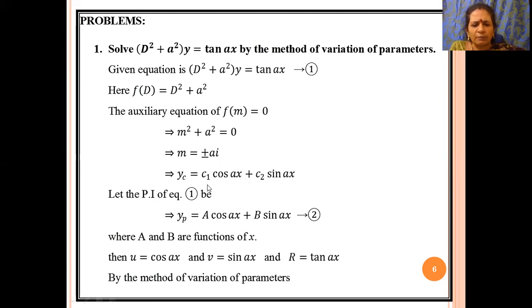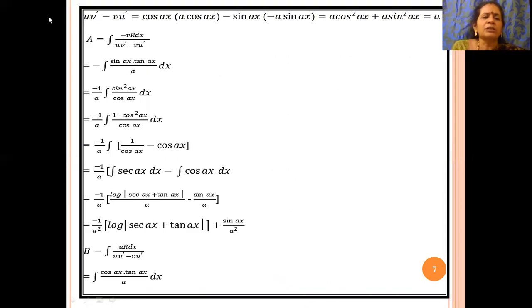In the same way, after the complementary function, go to the particular integral. What is the particular integral? yp is equal to A into cos ax plus B into sin ax. Let it be equation 2, where A and B are functions of x. Then u, from the complementary function, comparing with our working rule, u value is cos ax and v value is sin ax, and R is, from the given equation, tan ax. So by the method of variation of parameters, we have the formula given in the working rule.